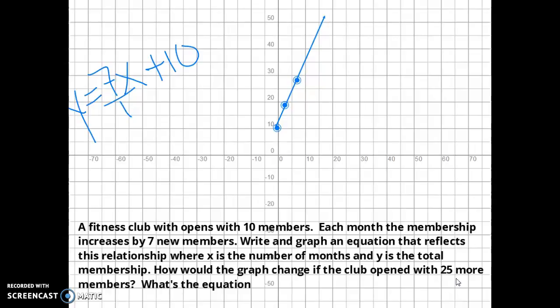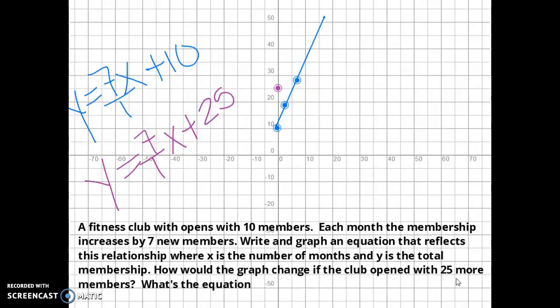Now, how would this graph change if we opened up with 25 more members? That means what's going to change? It's going to change from 10 to 25. So that means the y-intercept is the one that's going to change. So now we're starting at 25. And we're still going to go up 7, so the slopes will be the same, up 7 and right 1. The only difference is we're starting with 25.